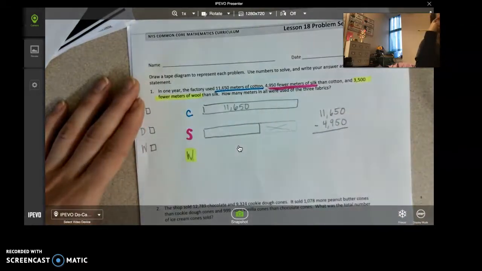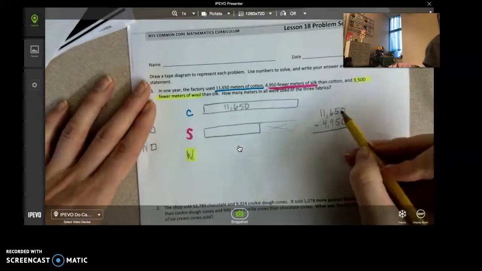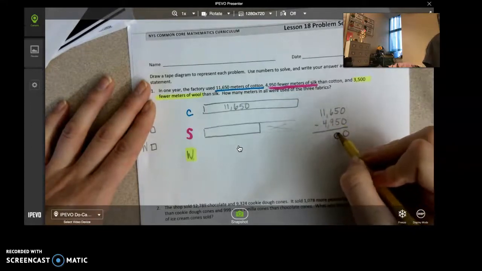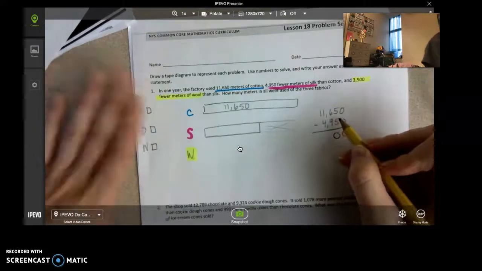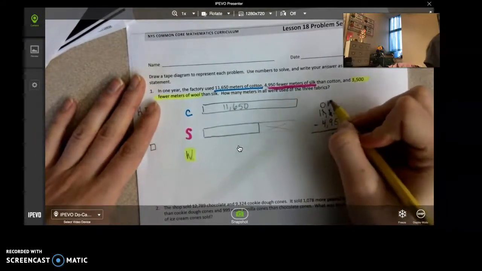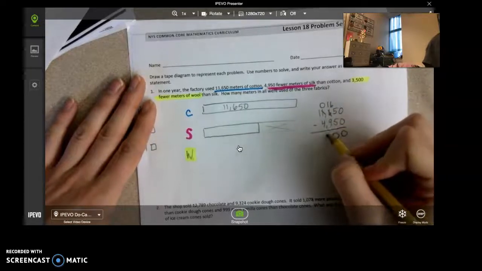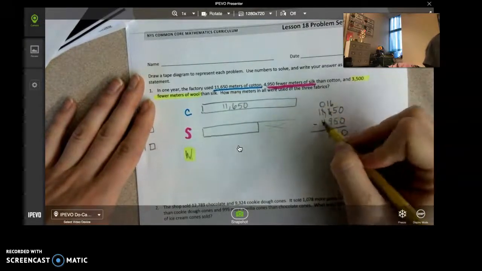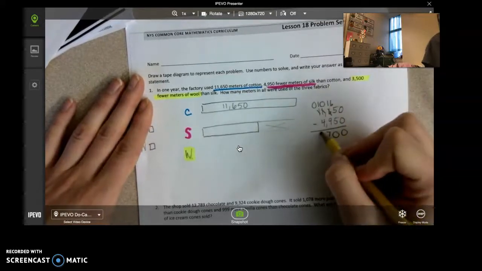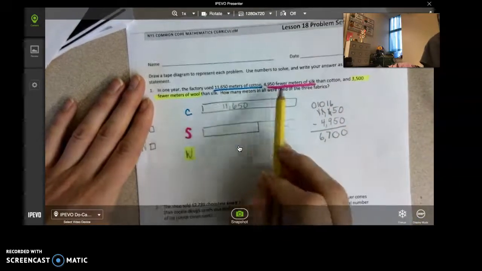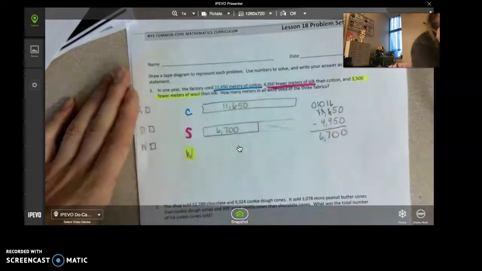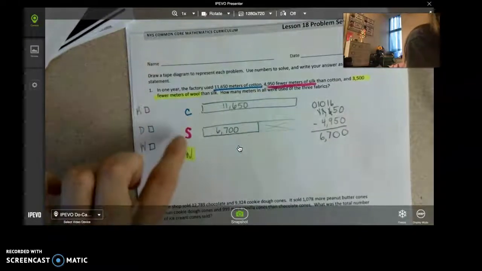Okay, welcome back. So now I have my equation here. 0 minus 0 is 0. 5 minus 5 is 0. 6 minus 9. Oh, I know I can't do that. I need to decompose this one. Group it here. 16 minus 9 is 7. 0 minus 4, can't do that. 10 minus 4 is 6. So I know that there were 6,700 meters of silk, excuse me.